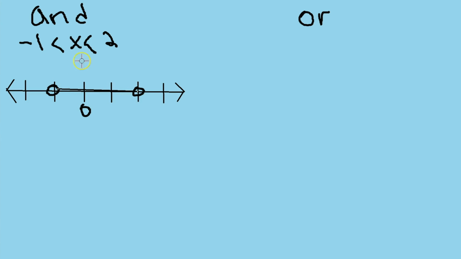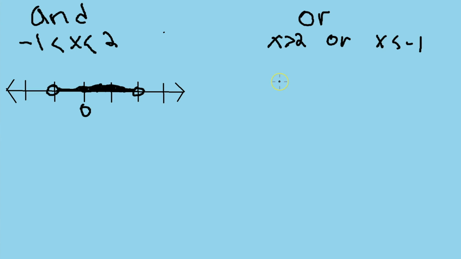Now, a common rule of thumb for graphing is that "and" is in between and "or" is outside. That means that "and" is in between the two critical values, and "or" means that you graph two rays that are outside of the two critical values, which we will show right now with another example. An example of an "or" inequality would be x is greater than 2 or x is less than -1.